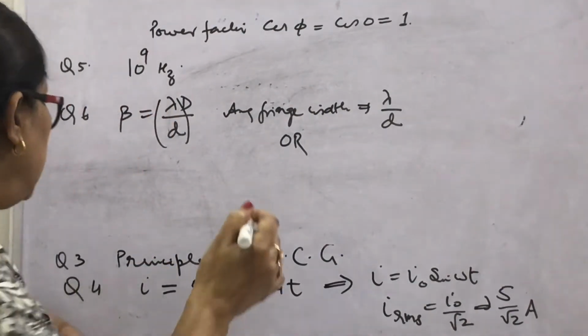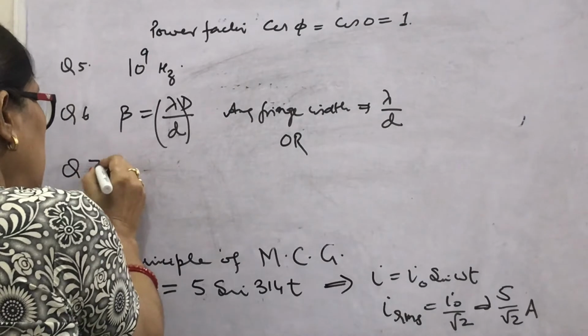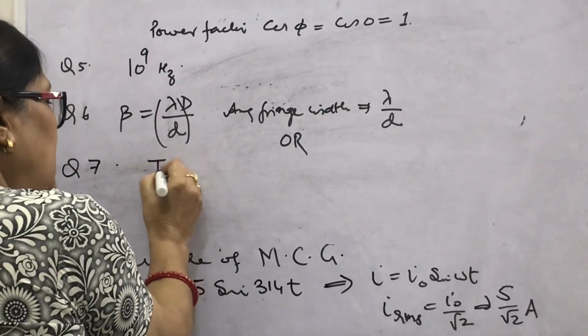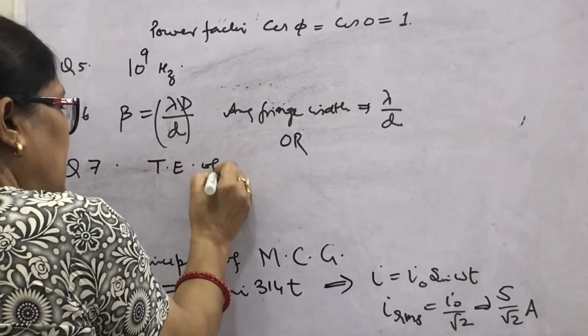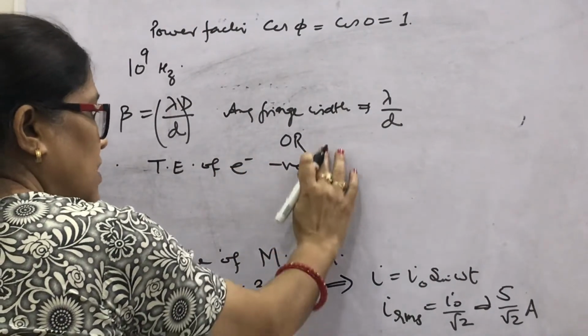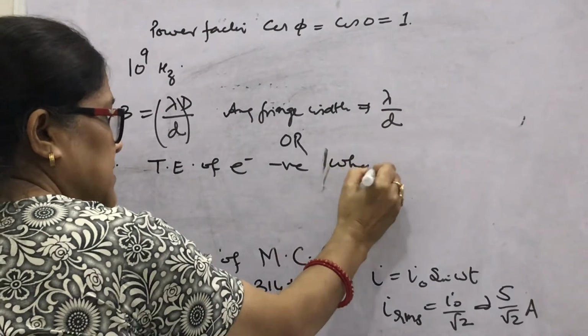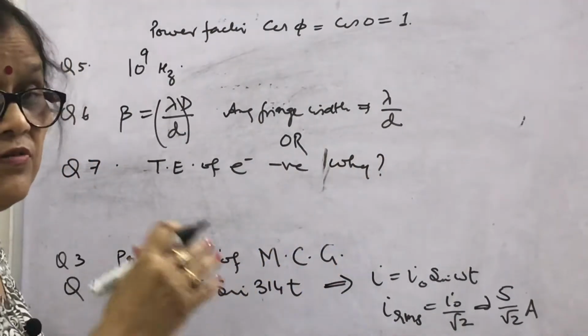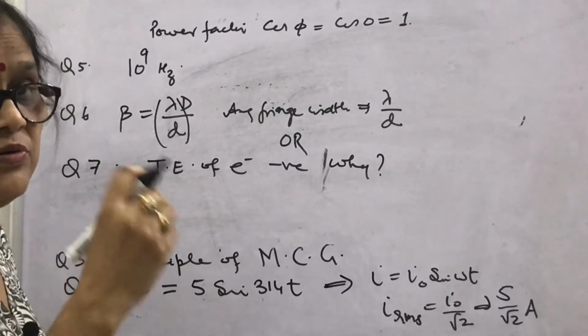Next question, I read question 7: total energy of electron is negative. I discussed the answer. Because of the electrostatic force of attraction, it shows the electron is bound to the nucleus.